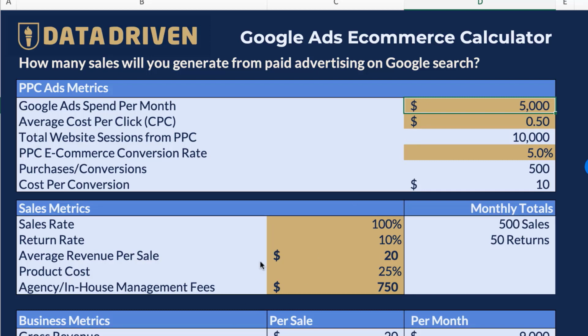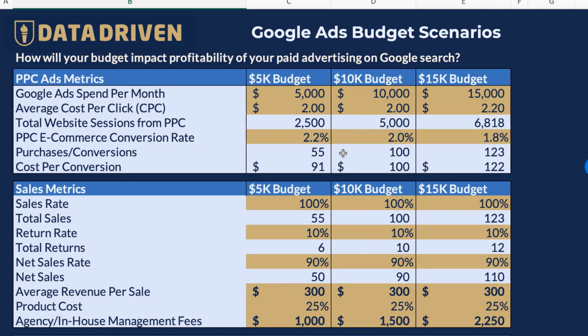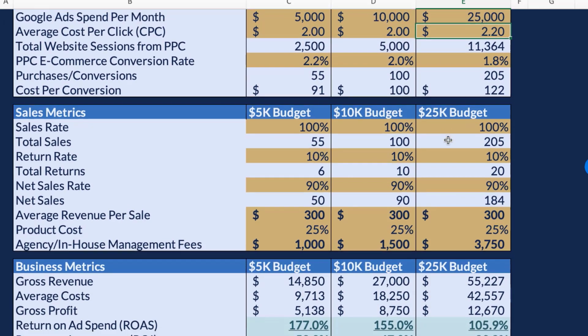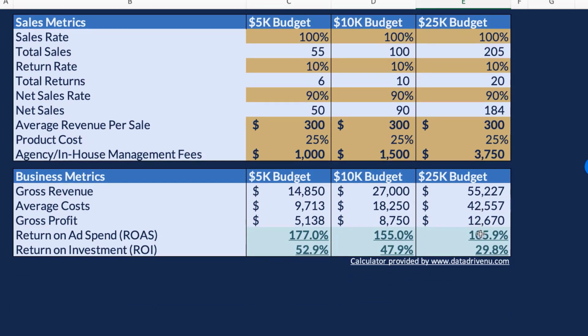And not only that, but we have some budget scenarios, which is another tab in this calculator spreadsheet. That allows you to see what's the difference between spending $5,000, $10,000, even $15,000 per month on Google. And you can make these numbers say whatever you want to. In fact, all you need to do here is say $25,000, and you can see what it would be like with a $25,000 budget. You can see what the return on ad spend is, and what the return on investment is. And so this tool will help you determine whether or not it's a good idea to advertise before you spend a single dollar on Google search.